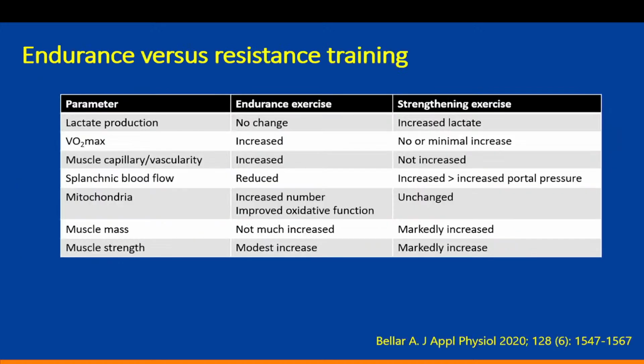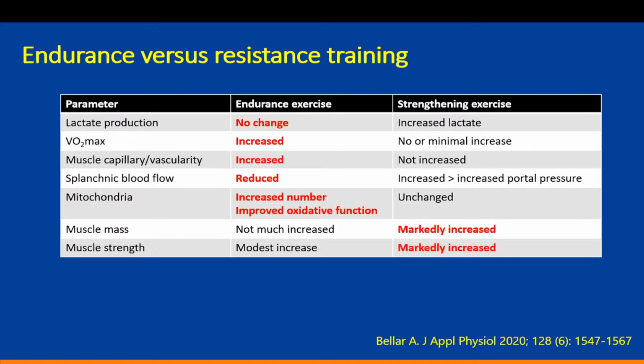I will try to summarize in this table the difference between the 2 types of exercises. Endurance exercise leads to less lactate production because it is an aerobic type of exercise, and more oxygen consumption. So muscle capillaries are increased. Splenic blood flow is reduced because more blood is driven toward the muscles. These are the positive effects of endurance exercise. And because it is aerobic exercise, it leads to an increased number of mitochondria and improved mitochondrial performance. But muscle mass is not increased and muscle strength is not increased.